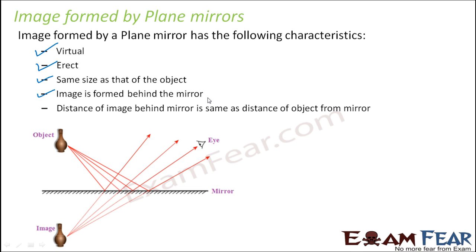Image is formed behind the mirror. So if object is on this side, the image is always on the other side. Distance of image behind mirror is same as distance of object from mirror. So this distance and this distance is always equal. So these are some of the characteristics of the image formed by a plane mirror.